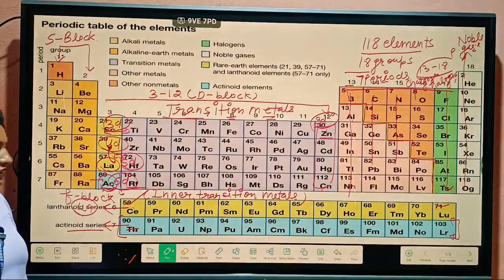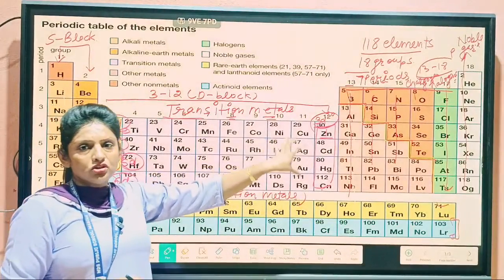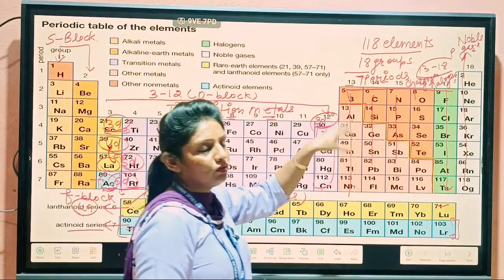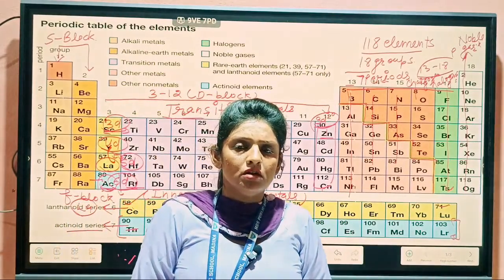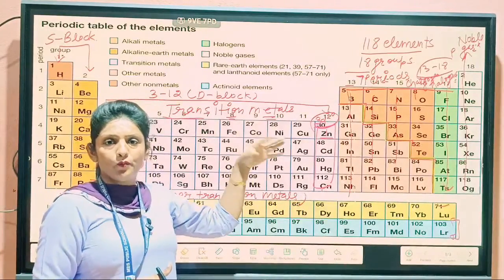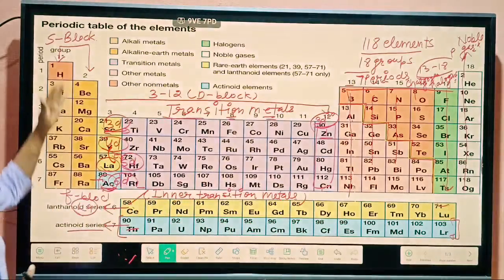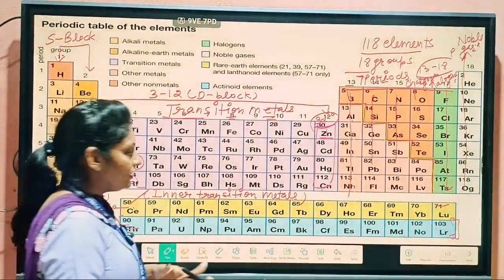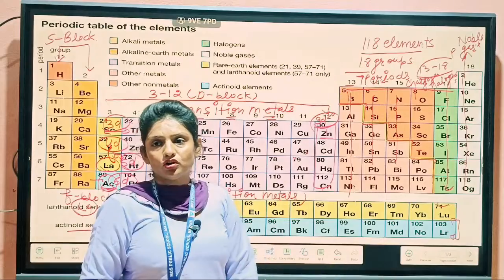Clear or not? Yes. Students, if I talk about the d block elements, typical metals are present here. Typical metals, like you tell about the properties of metals: they are malleable, they are ductile, they are sonorous. They show almost all properties of the metals. But students, if I talk about the exception, then you will get exceptions in group number 1 and 2 in s block elements. Clear or not? Yes. Then students, these have variable oxidation states also.